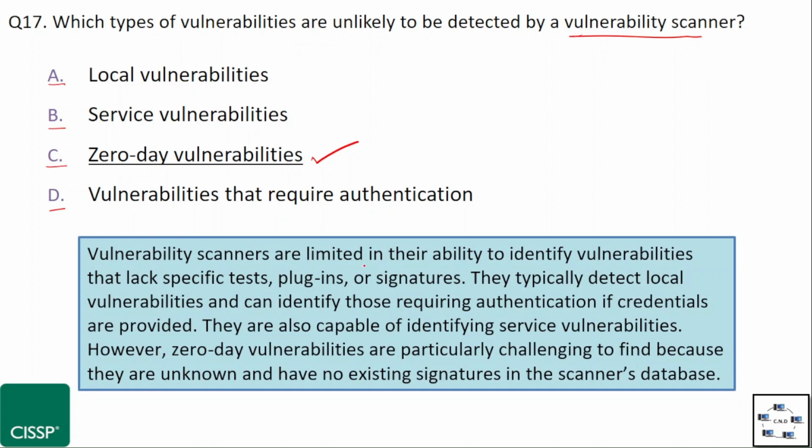Vulnerability scanners are limited in their ability to identify vulnerabilities that lack specific test plugins or signatures. They typically detect local vulnerabilities and can identify those requiring authentication if credentials are provided. They are also capable of identifying service vulnerabilities. However, zero-day vulnerabilities are particularly challenging to find because they are unknown and have no existing signatures in the scanner's database.